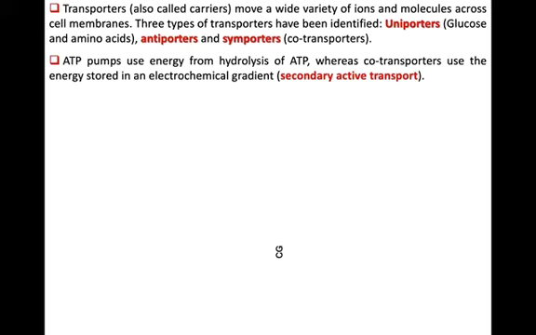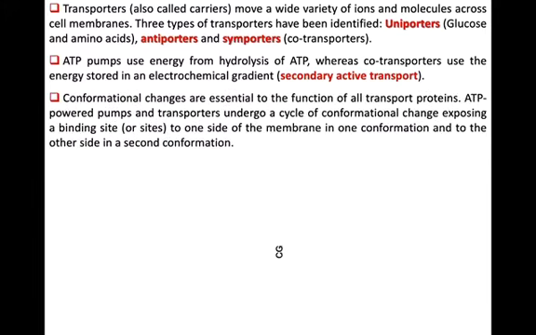ATP pumps use energy from hydrolysis of ATP, whereas co-transporters use the energy stored in an electrochemical gradient. And that's why it's termed secondary active transport. It's not purely active transport, okay? Because no energy is derived from the hydrolysis of ATP.